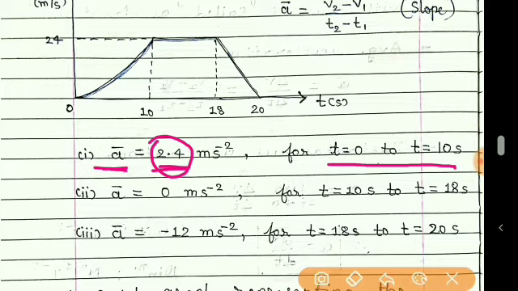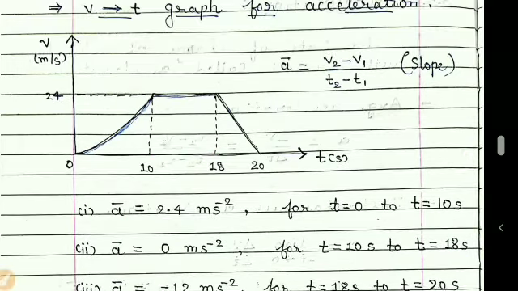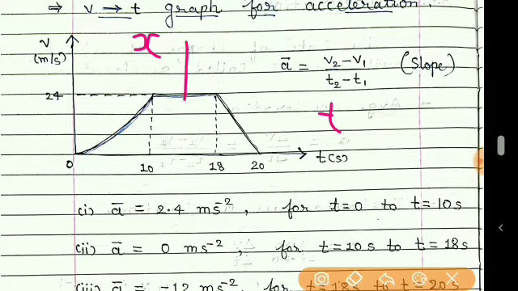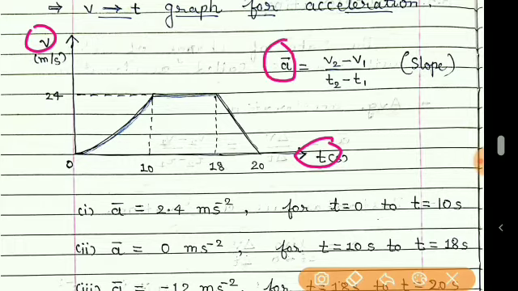Similarly, what is the acceleration from time t equal to 10 second to time t equal to 18 second? That is for this much part. So students, as we know that if it was a position-time graph, then the slope of the line will give us information of velocity, but here it is a velocity-time graph, and so the slope will give us the information of acceleration.